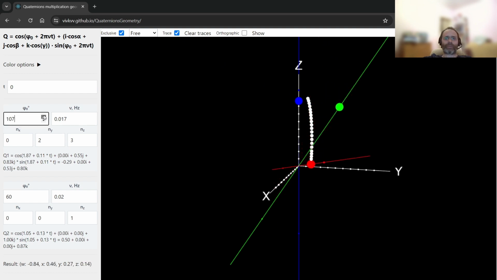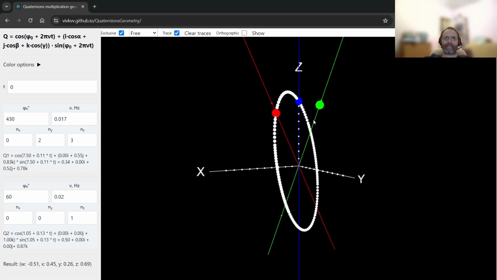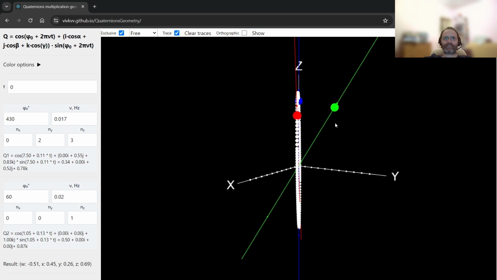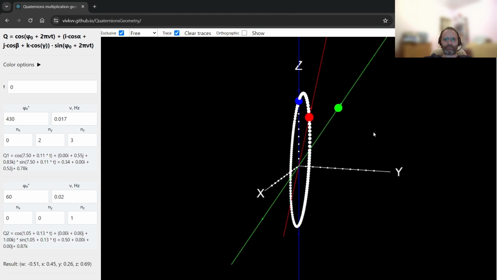What do we see? We see that the trace lies in a plane perpendicular to the xy plane, and it goes through the z-axis, which is the axis of the second quaternion. It's visible that the resulting plane is rotated at a certain angle around this axis, which is precisely set by the second quaternion.